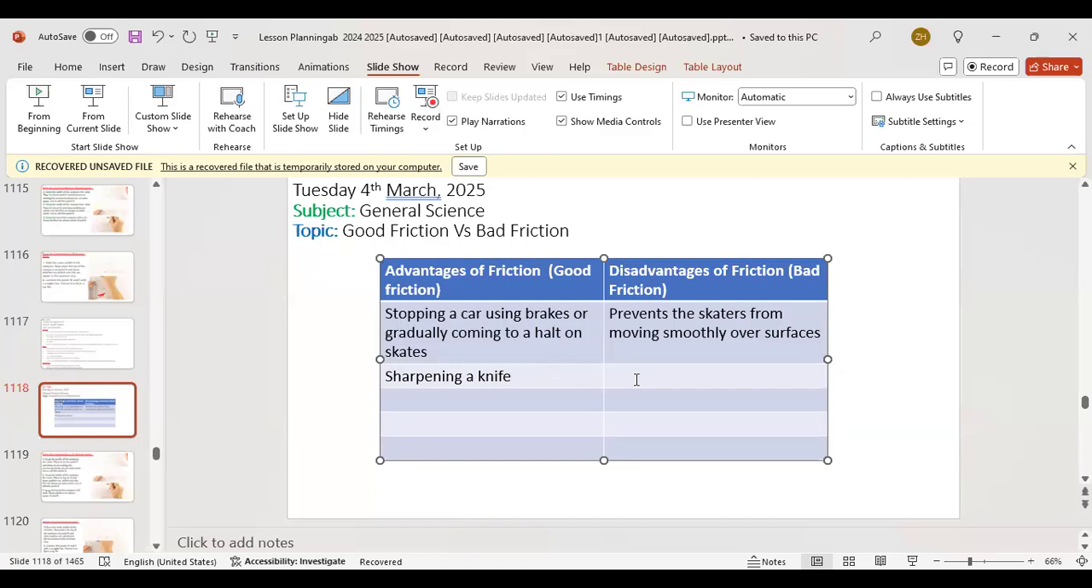Good. All right. Next, what is the disadvantage of friction?